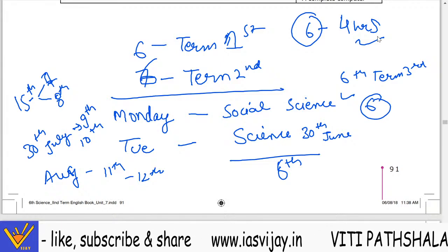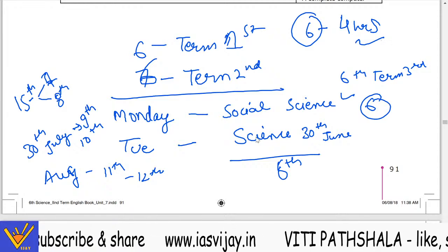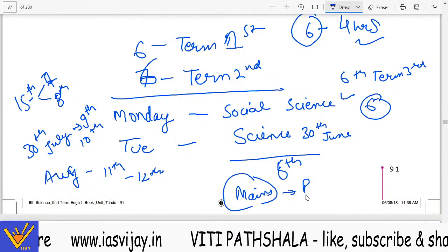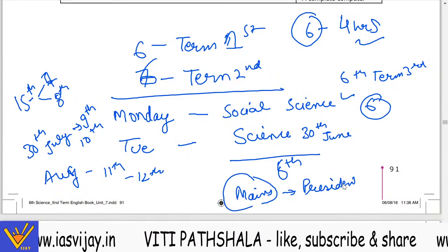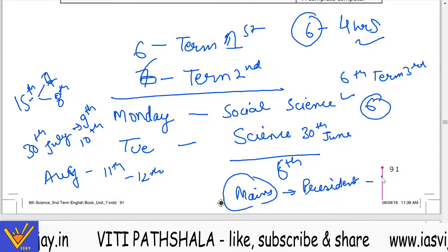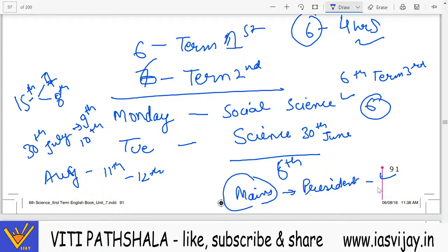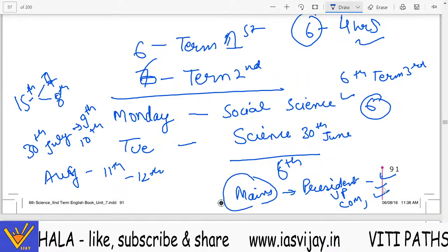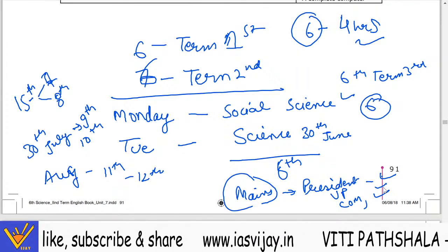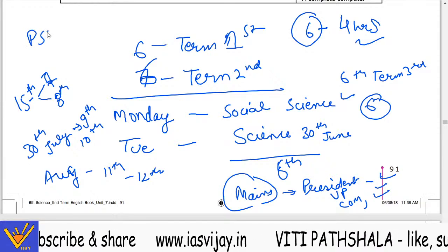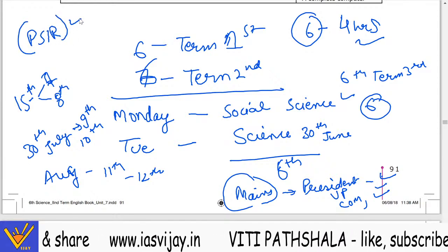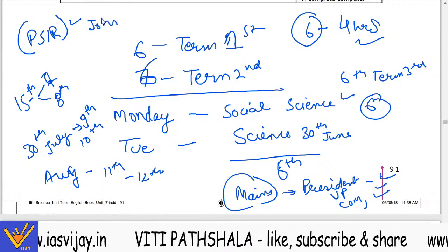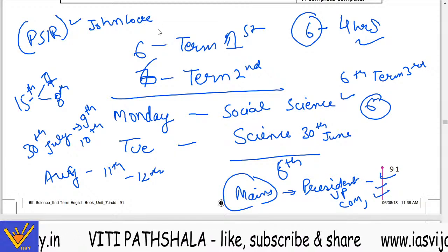Likewise, for the people who have joined the mains class, I have provided you the notes on the President. Do study them, and on Monday we would be completing the President. Along with the President, on Monday we would be doing the Vice President and the Council of Ministers. We would be completing them on Monday itself. There is no PSIR class today because I am preparing the slides and they are not complete. On Monday we would be doing John Locke.